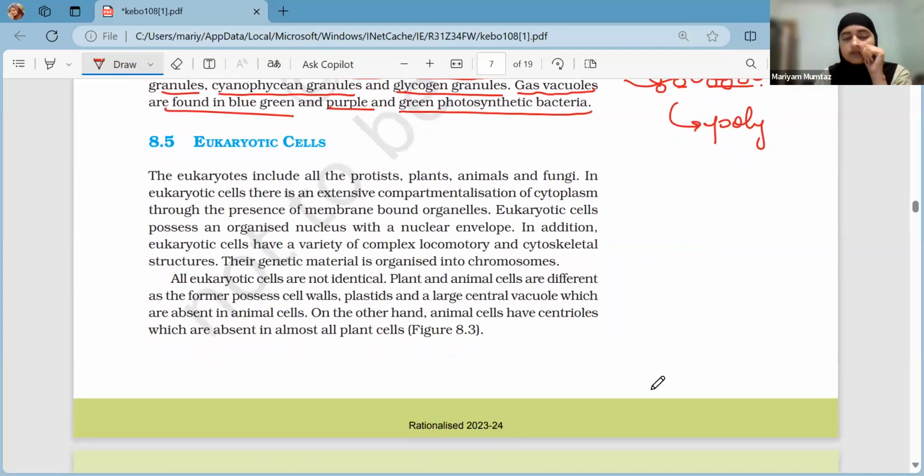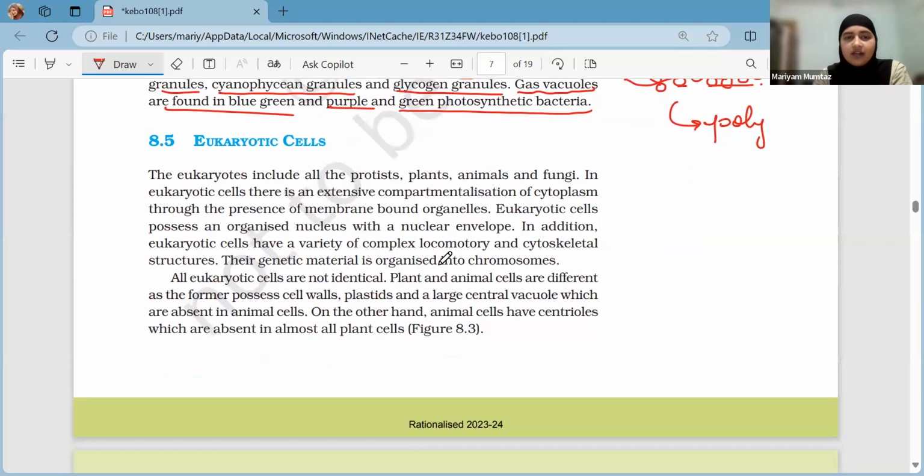Moving forward, we have the eukaryotic cell. Eukaryotes include all the protists, plants, animals, fungi. All of them are eukaryotic organisms. In this type of cell, there is compartmentalization, meaning the cell has been divided into certain compartments of the cytoplasm, because most of the organelles are membrane bound, surrounded by a membrane, which creates a separation between each of them.